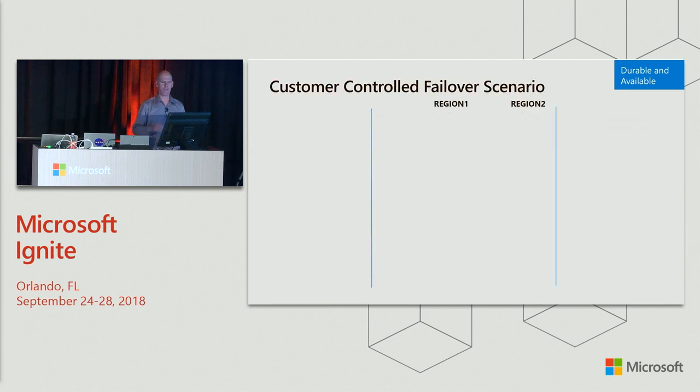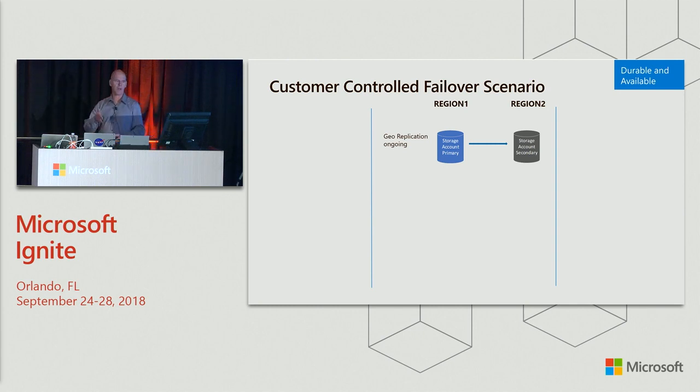So double-clicking on that first scenario. In the case where you're using GRS and you have your data in a primary and secondary, the user or admin will select an unplanned failover. At that point in time, it'll show what region it's going to fail over to, which is the GRS pair, so that's known a priori.